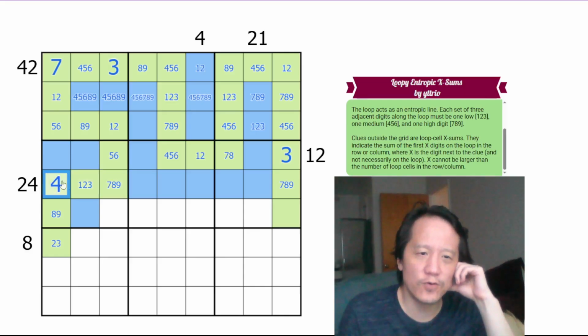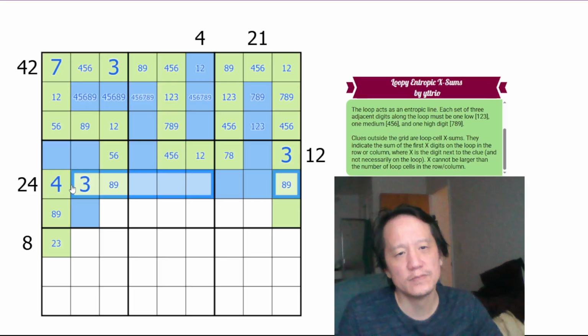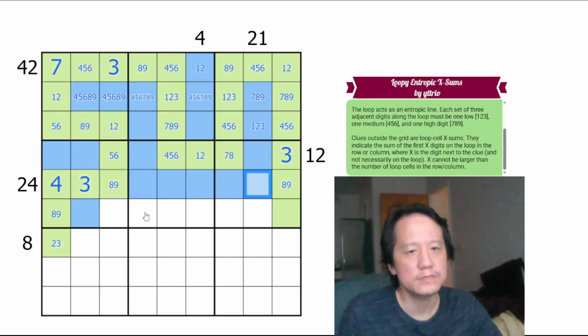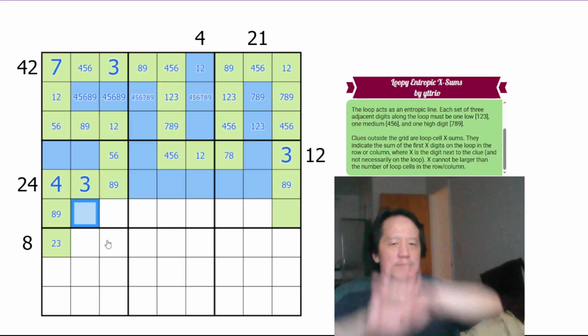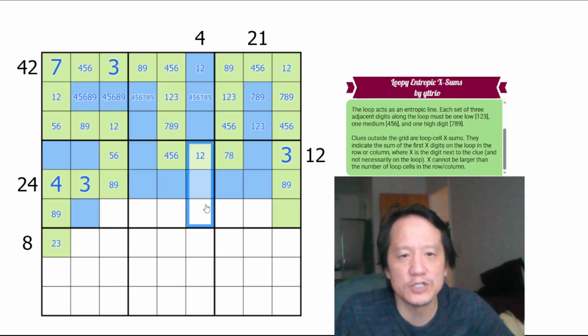So this is 4 digits adding up to 24. So 3 digits must add up to 20, which is 24 minus 4. So this is 3, and it must be an 8 and 9 pair. This is 1 or 2, therefore this must be 2 digits adding up to 4. So this is 2, which makes this 1. That makes this a 1.